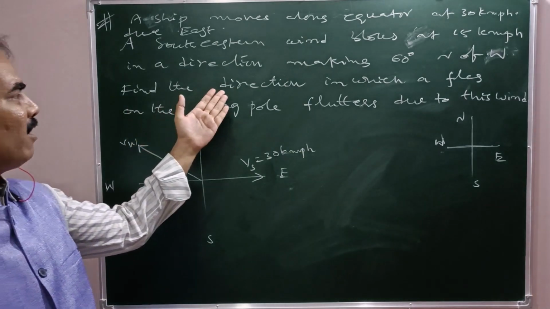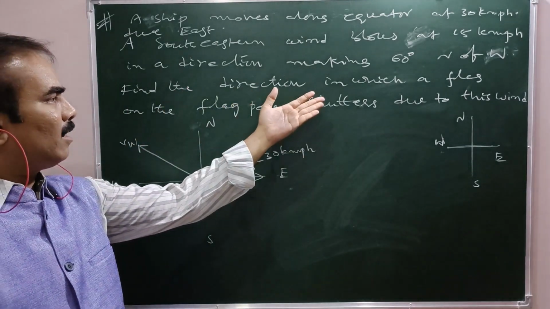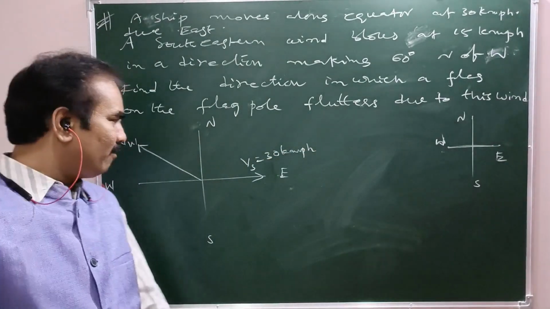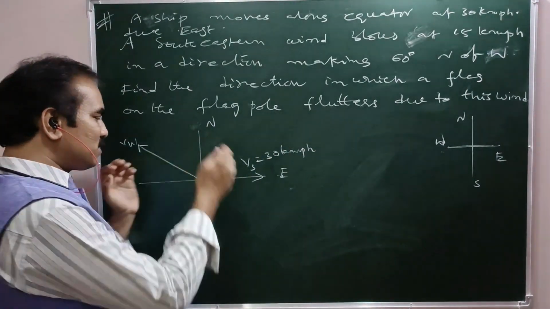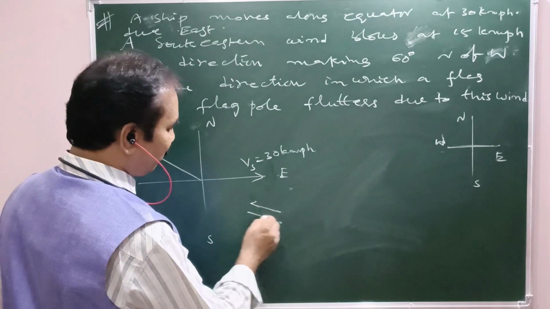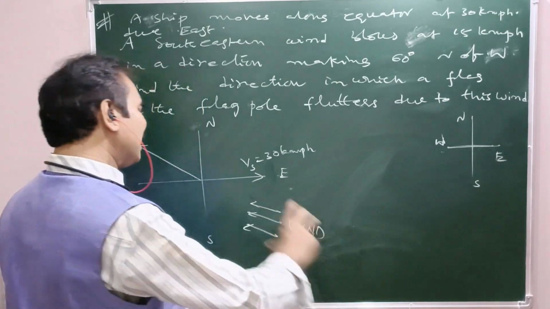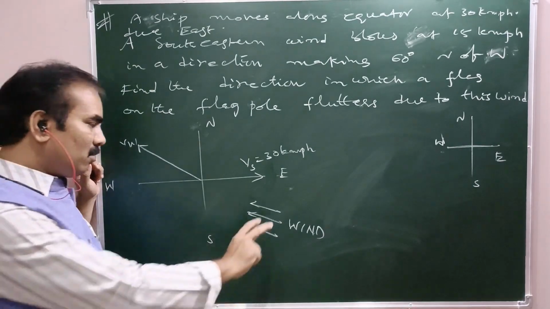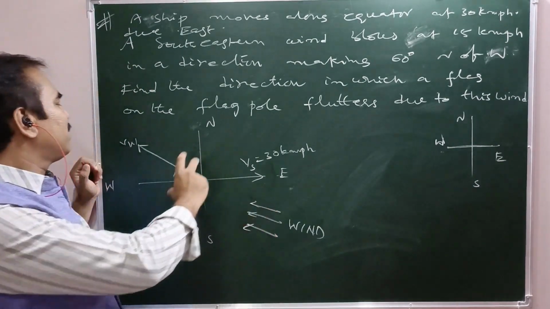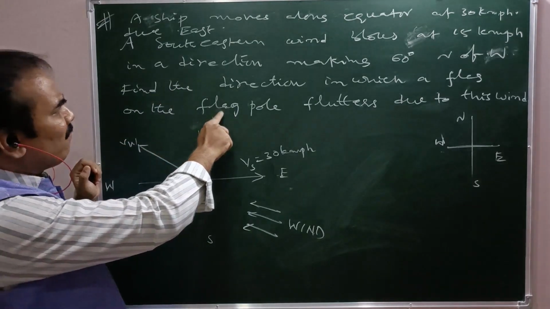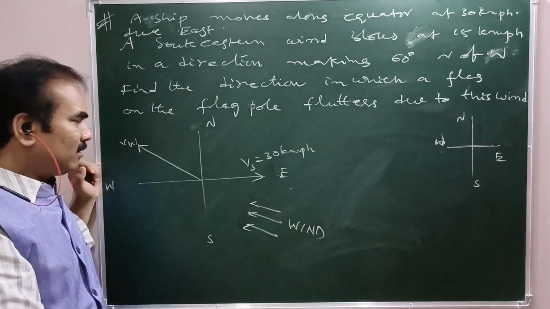Now we need to find the direction in which a flag on the flagpole flutters due to this wind. See, because of this wind, as the wind is blowing like that, this is the direction of the wind, right? This is the direction of the wind. So due to the wind flowing here, a flag which is mounted on a flagpole flutters due to this wind, right?